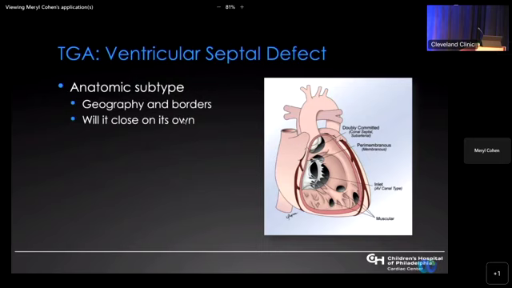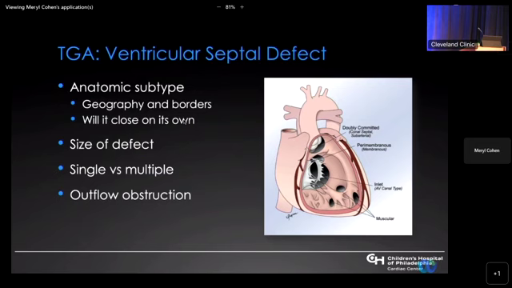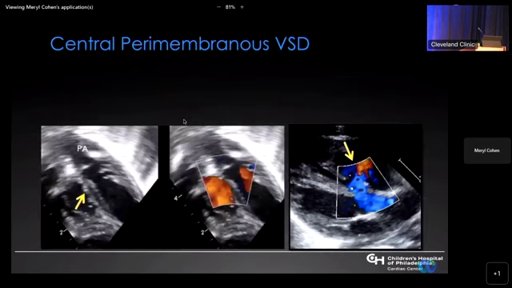And as in some cases of central perimembranous or muscular defects, there is some chance that those defects will close on their own, and so the surgeon may not have to address them. We need to know the size of the defect to determine if it needs to be closed during the initial surgery, whether there's more than one, and whether there's outflow tract obstruction.